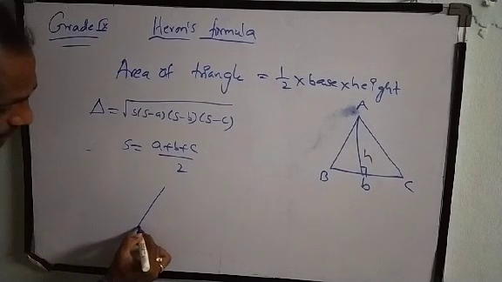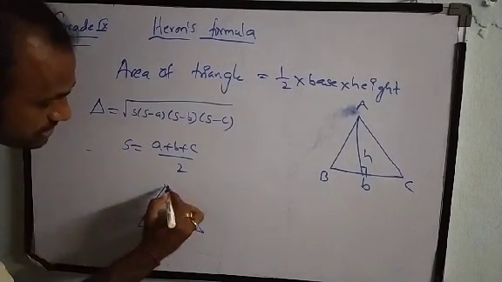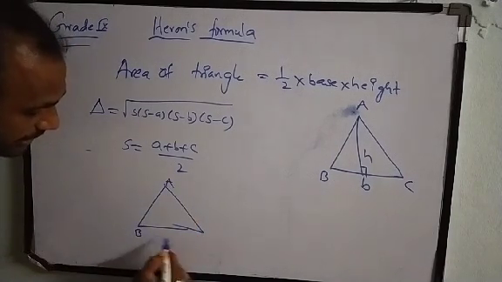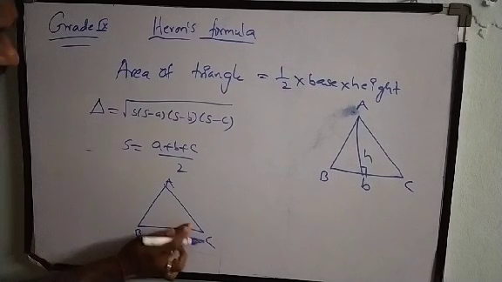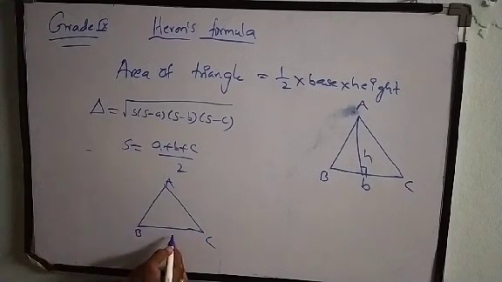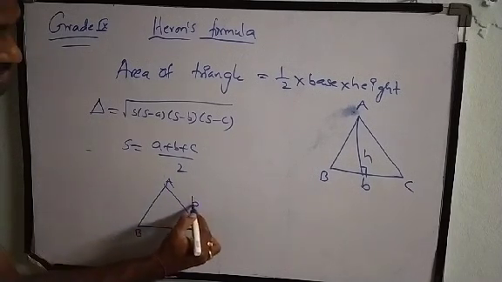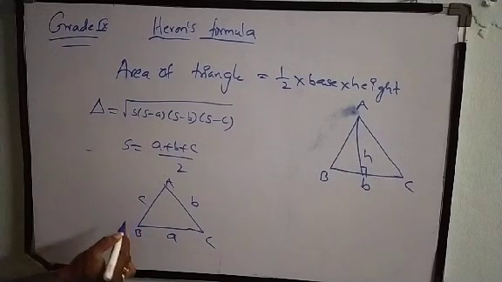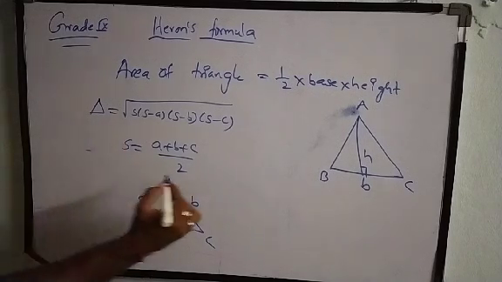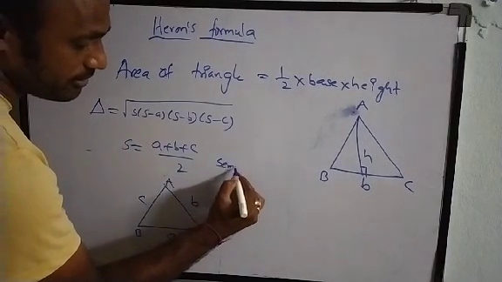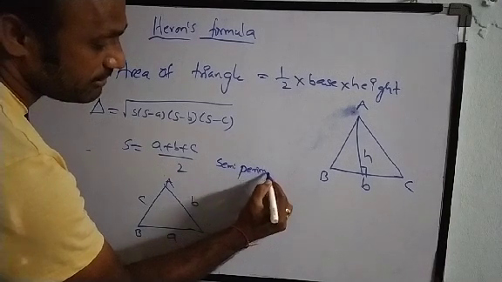So let me draw the figure for this. This is ABC. Generally the triangle vertices are denoted by capital letters. Capital A is opposite small a, capital B opposite small b, capital C opposite small c, and s is called the semi-perimeter.